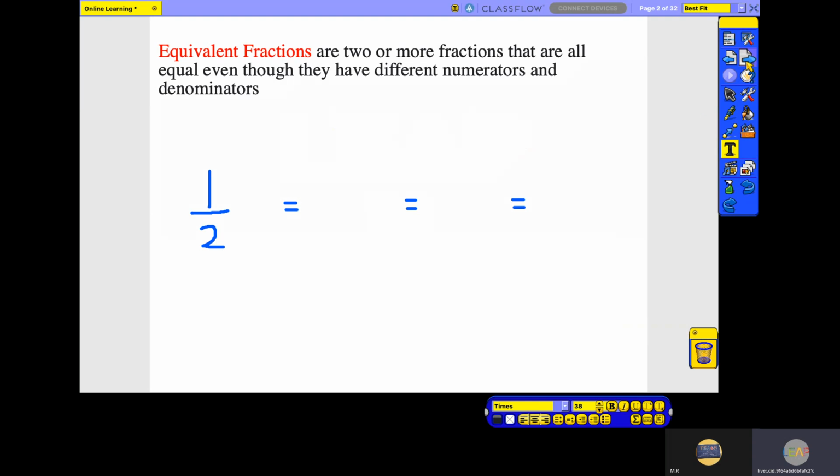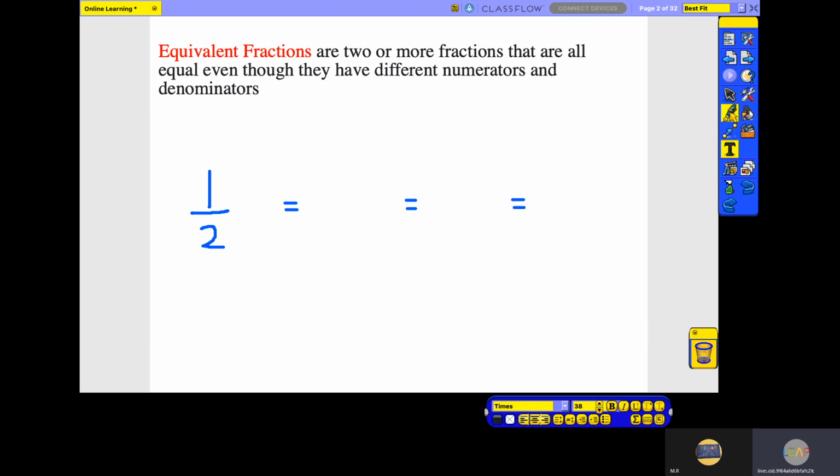In today's episode, we'll be looking at equivalent fractions in more detail. Firstly, we're going to start off by discussing the definition of equivalent fractions. So, equivalent fractions are two or more fractions that are all equal, even though they have different numerators and denominators.